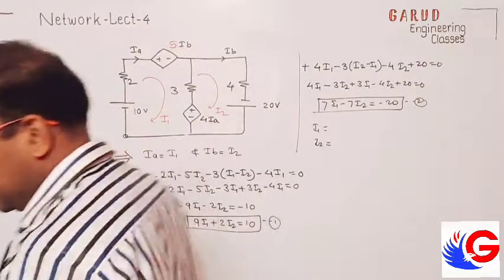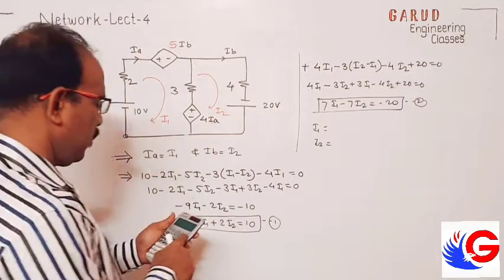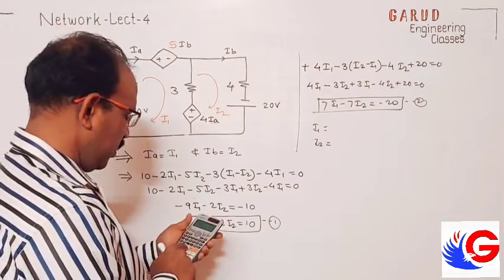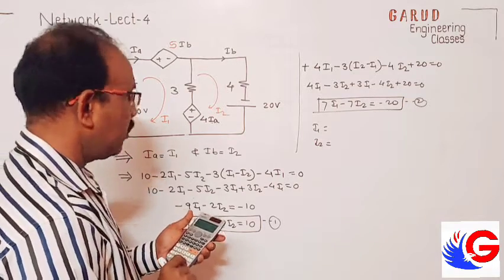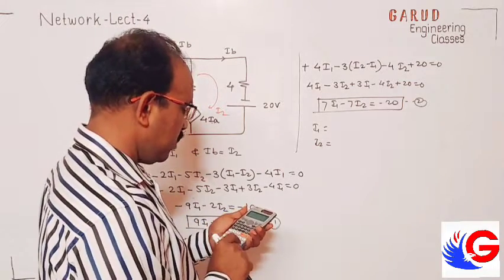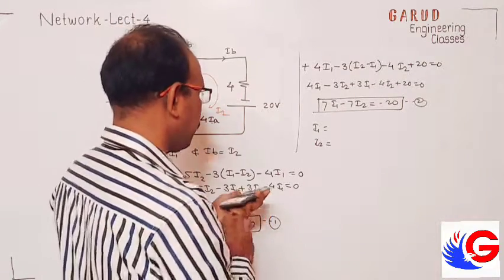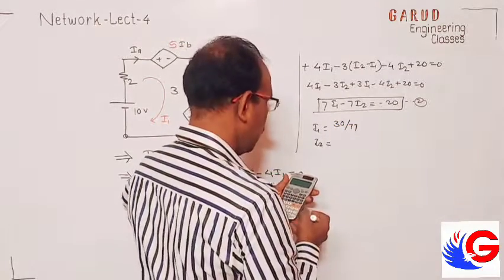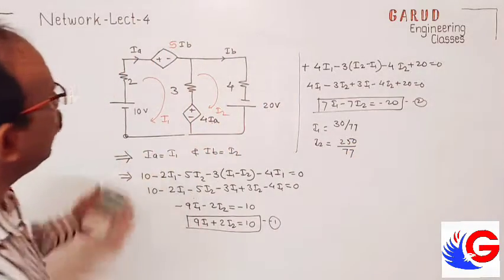If we solve this on the calculator, in equation mode: 9, 2, 10, 7, minus 7, minus 20. So I1 will be by 77 and I2 will be 250 by 77. Correct? So check what is asked.